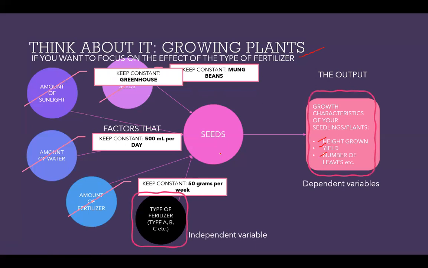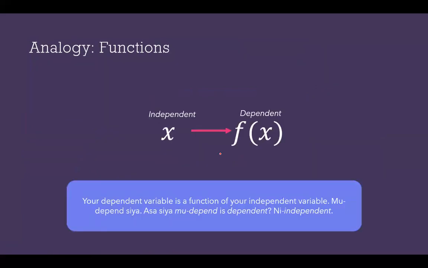growth characteristics of our seedlings and plants, namely whatever we will declare, which could be the height grown, the yield, if you like, or if you want to look at the yield or the number of leaves, etc. So, as an analogy, I'm pretty sure all of you have already passed or completed your general mathematics, no? So you already know about functions. So independent and dependent variables are similar to those things.